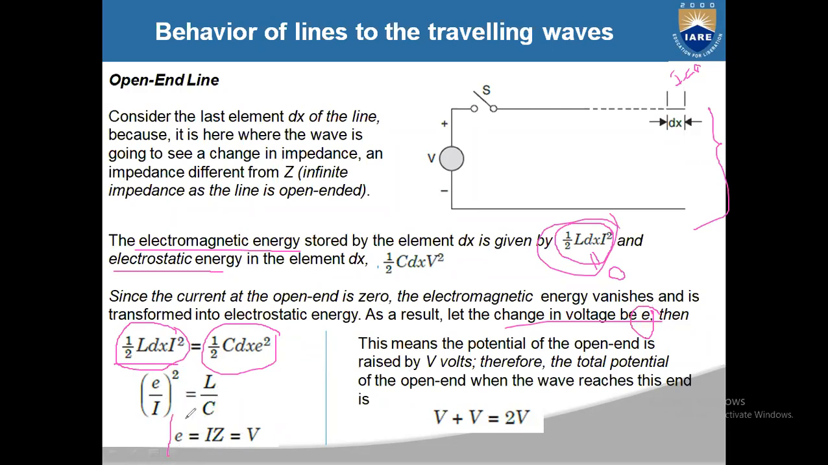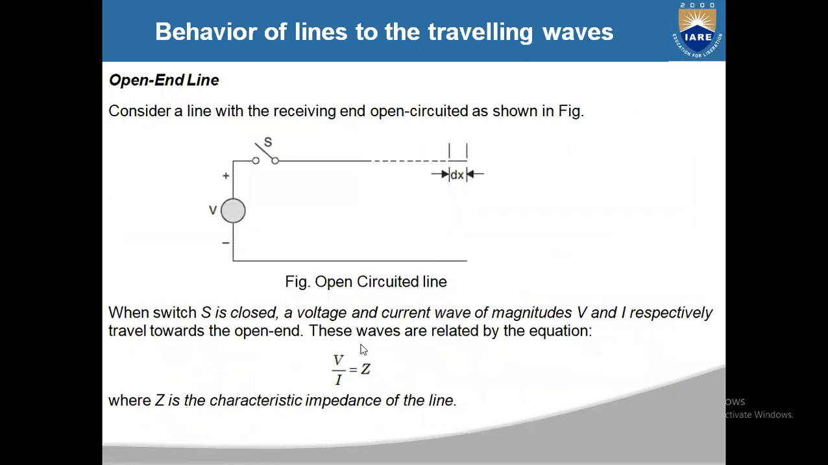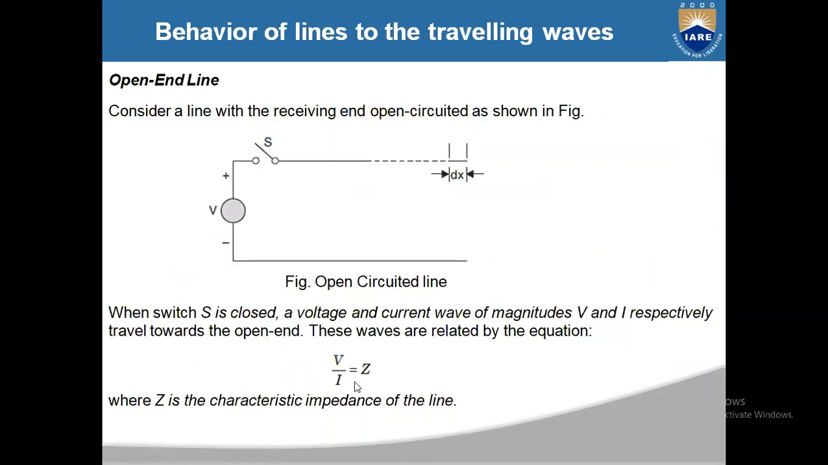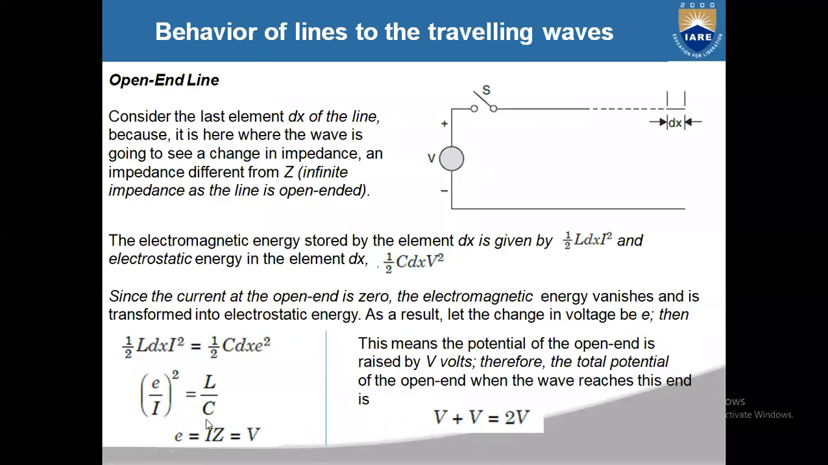So from this, E is equal to I into square root of L by C. The square root of L by C you can call the characteristic impedance Z. So E here will be equal to I into Z, which is nothing but V. So V is equal to I into Z, and small e is equal to I into Z. So this small e will be equal to V only. That means the change in potential will be equal to V.